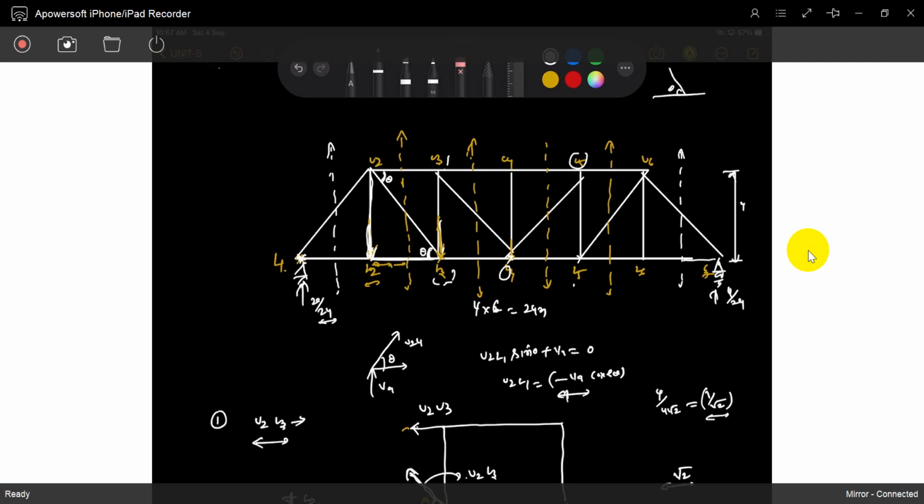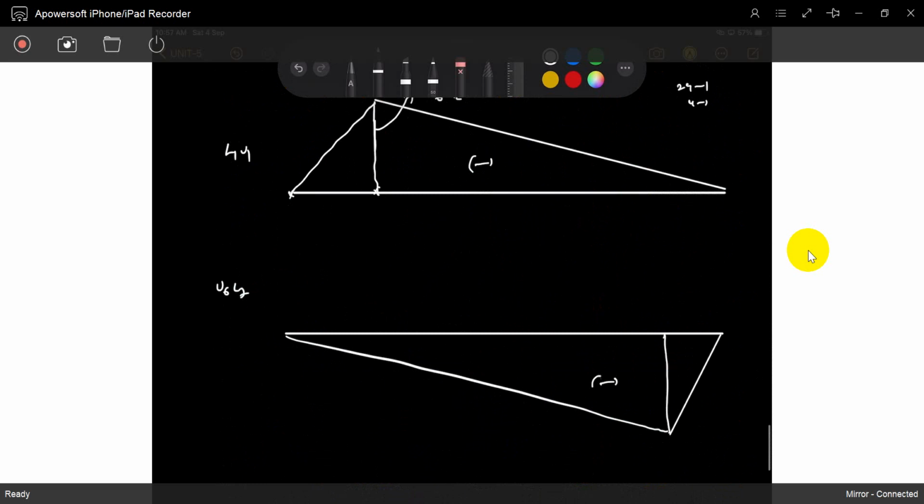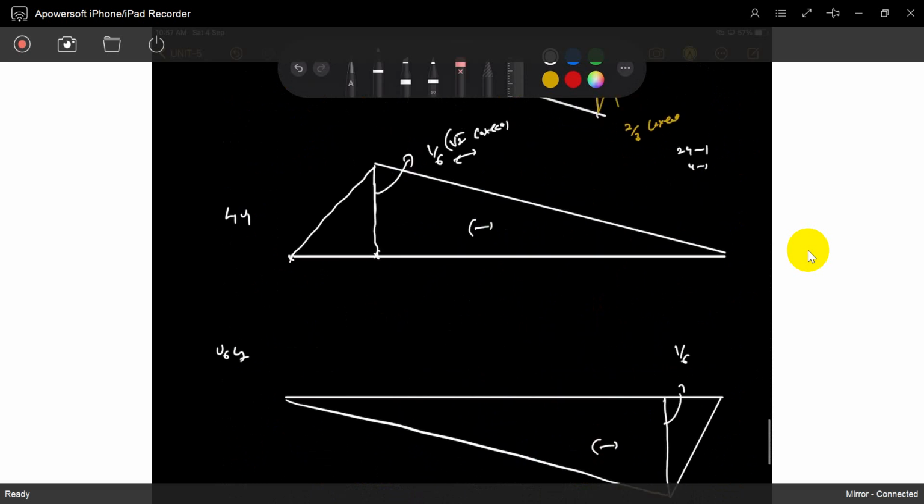Same. If you see, it is also a compression because both are in the same direction. It will get a negative sign. That is a compression. So this is also compression. This is also compression. The value is the same: 1 by 6 cosec theta, that is root 2.